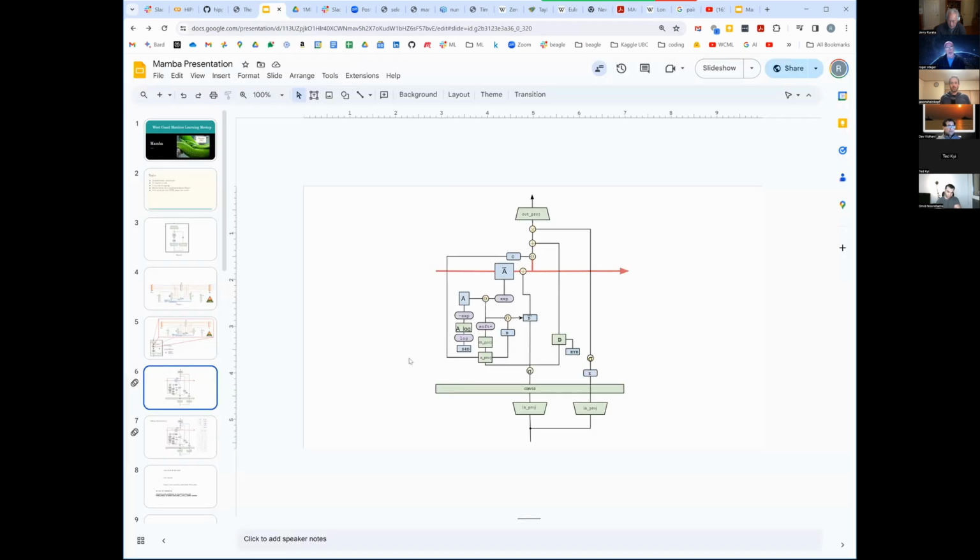Okay, so let's see, where was I on here then? So we went through generating A bar.